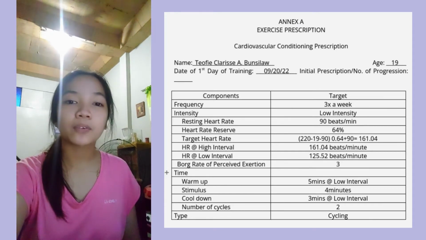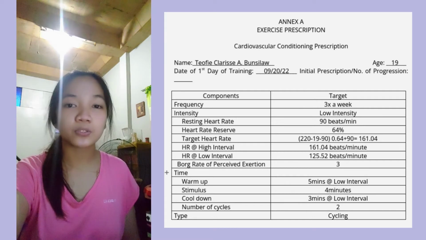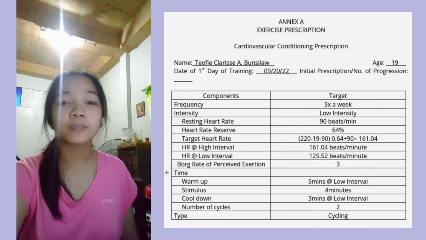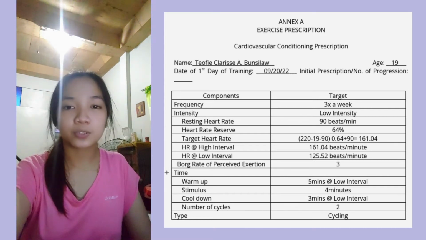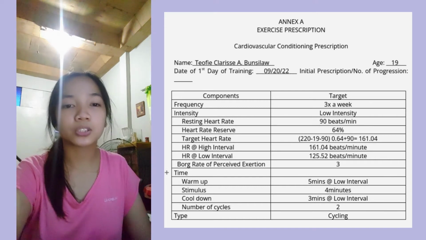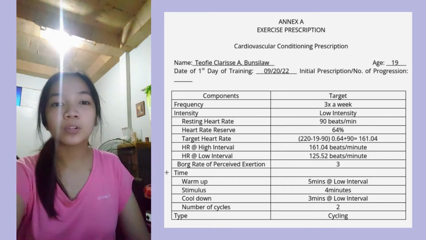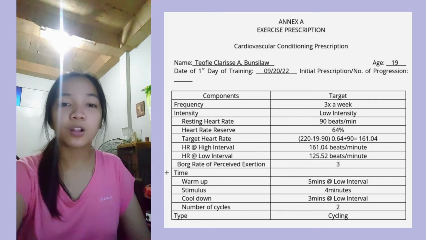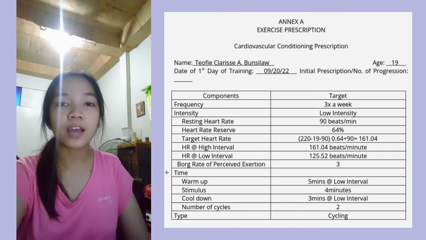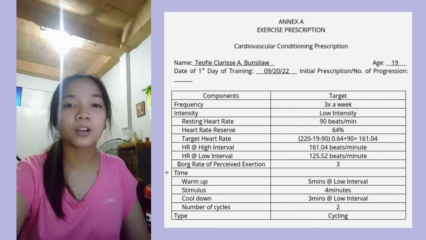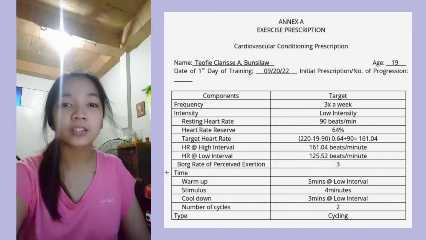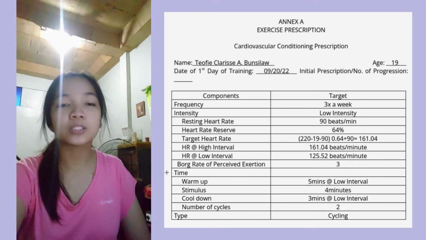In this video, I will be defending my exercise prescription or workout plan using cardiovascular conditioning and muscular strengthening. So shown on the screen is my exercise prescription for cardiovascular conditioning. As you can see, the table has two columns. The left column shows its components, or the FITT principle, which stands for frequency, intensity, time, and type, while the second column is my target based on the FITT principles.